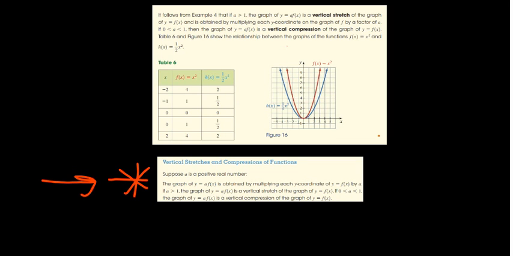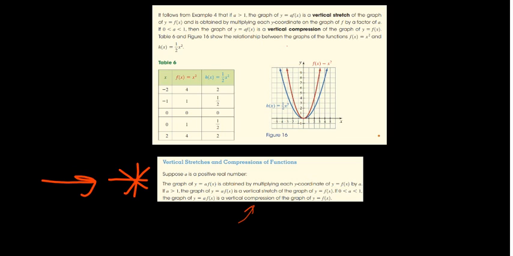If a is greater than 1, we will obtain a vertical stretch. Notice how it is strictly greater than here. If a is strictly greater than 1, then we stretch it. If a is strictly between 0 and 1, not 0 and not 1, then we're going to compress it.